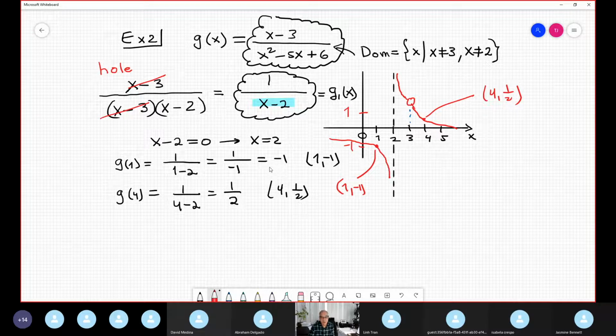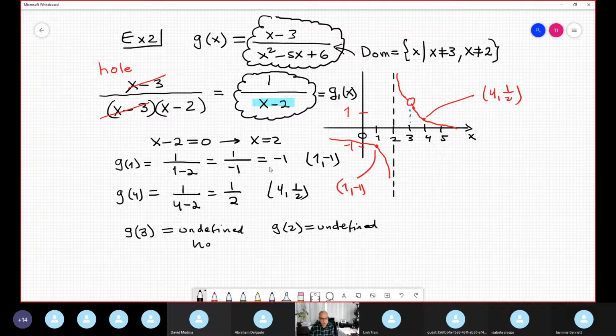But exactly what is the y associated with the hole? Well, to find the y, actually, G evaluated at 3 is undefined. Likewise, G evaluated at 2 is also undefined for different reasons, but it's undefined. This is a hole, and this is a vertical asymptote. But if you want to find the y, the hypothetical position for the hole, you evaluate G1.